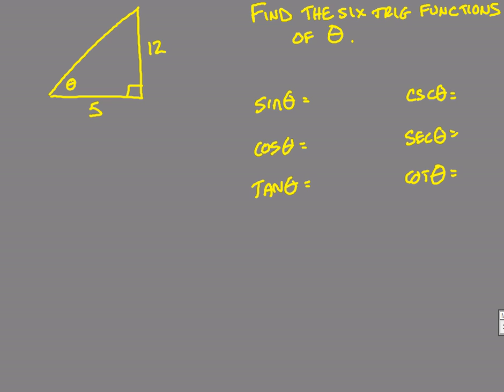So how are we going to use that? We need to find the 6 trig functions of theta. Let's first identify what they all are. If here's theta, that means this is the opposite. This is the adjacent next to it. And then this over here is the hypotenuse.